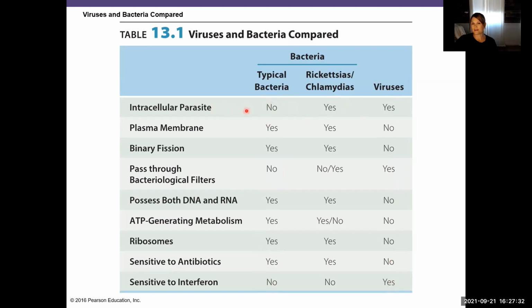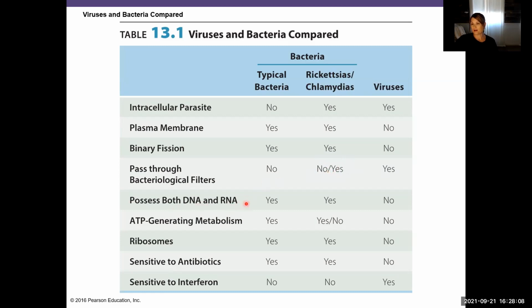Okay, so typical bacteria. Are they intracellular parasites? Typically no, but rickettsia are, and chlamydia, and viruses for sure. They have to be intracellular. Bacteria contain a plasma membrane, viruses do not. They replicate by binary fission, viruses do not. We'll talk about how they replicate today. Can they pass through typical filters, bacteriological filters? No, that's why they're called that, so we can stop the flow of bacteria through a filter. But viruses are so small that they can get through those typical pores in a filter, okay? And you can see here, some of these guys can, some of these guys can't.